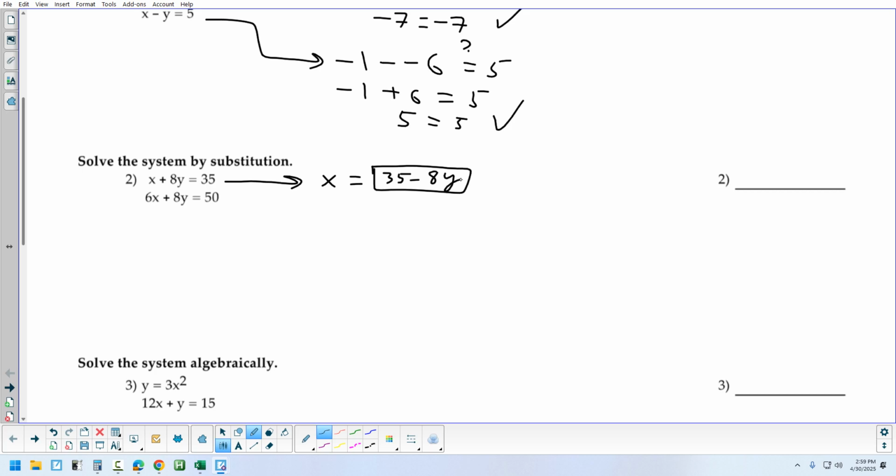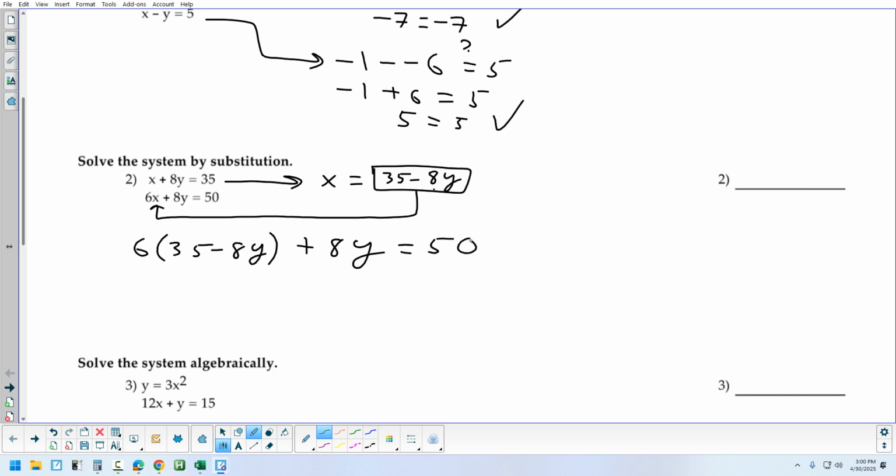What are we going to do with the 35 minus 8y? We're going to plug it into the x on the second equation. Yep, we're going to fill that in right there. And remember, when you plug that in, it's a distributive property because that 6 is outside of the 35 minus 8y. So we've got 6 times (35 minus 8y) plus 8y equals 50. All right. What would be our next step? Distribute the 6 to the 35 and -8y.